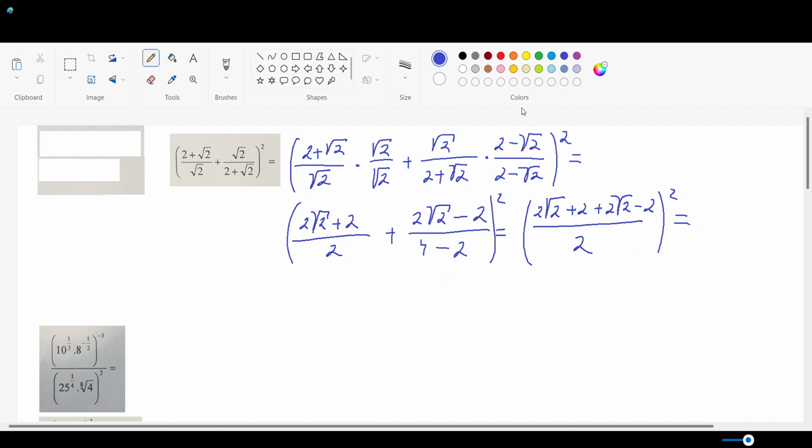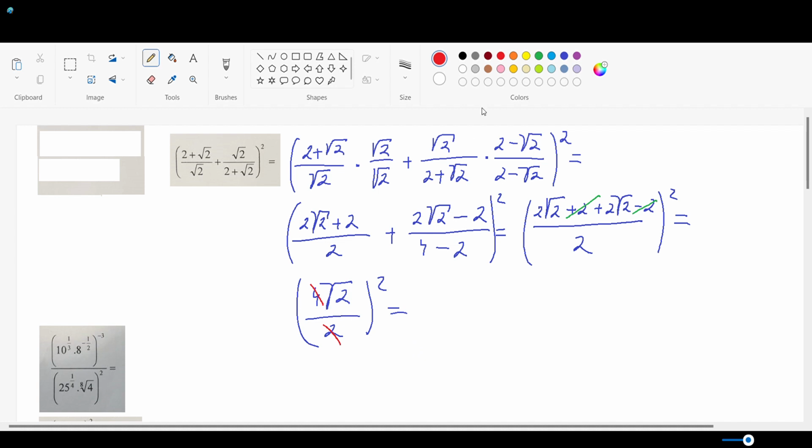And why did I make this decision? Because I can see that I will get rid of these, and the next step would be 2 times square root of 2 plus 2 times square root of 2 is 4 times square root of 2, divided by 2, squared, equals, and now it's really easier, as I wanted to do it before. This is a more clever idea now.